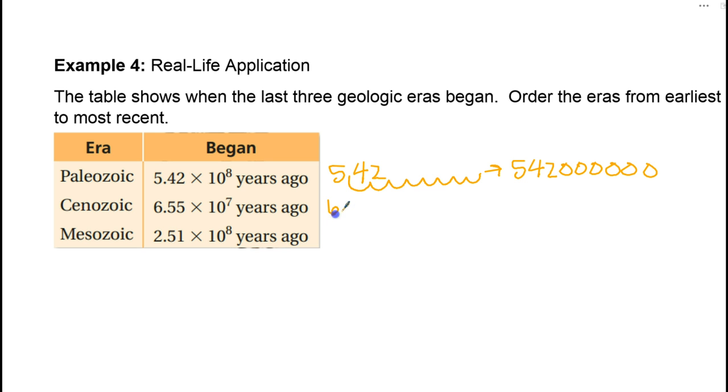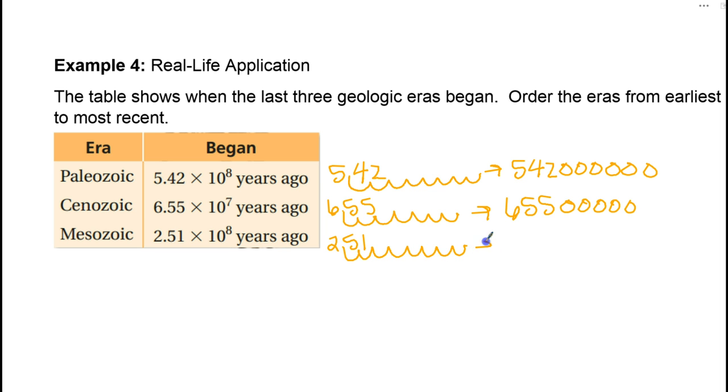6.55 times 10 to the 7th gives me 1, 2, 3, 4, 5, 6, 7. It is now 655,0, 0, 0, 0, 0. And the Mesozoic is 2.51 times 10 to the 8th. So move it 1 time, 2, 3, 4, 5, 6, 7, 8. And that is that number. It does help if you put the commas in. I know it's a lot of zeros.